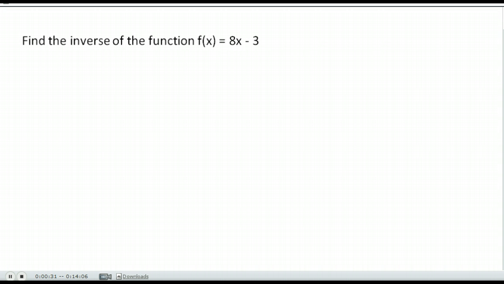So the process we use to find the inverse is first we write the function using a y rather than an f of x, and then we switch our x and our y. So anywhere there was a y, we're going to write an x, and anywhere there is an x, we're going to write y. So now we have x equals 8y minus 3 instead of y equals 8x minus 3. And then we want to change it into a function. Well, not change it, but get it so we can write it as a function of x.